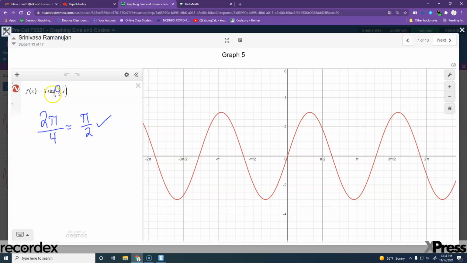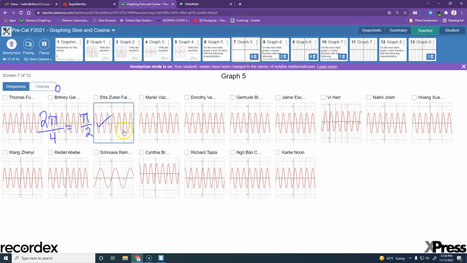So notice what happened right here. This person put pi over 2 in before their x. That number does not go there. We do not put the period directly into the equation ever. So it's going to be 2 pi that has to be divided by that number. So 2 pi divided by that number would not give you pi over 2. I suspected that is what had happened there. Okay, questions on that one?